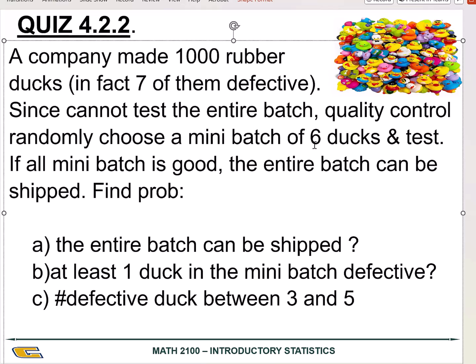So they cannot do it for all 1,000, so they just do it for 6 randomly chosen ducks, okay. So if the whole mini batch is good, the entire batch can be shipped, okay. So find the probability that the entire batch can be shipped in part A, then part B, at least 1 duck in the mini batch is defective, and part C, number of defective ducks between 3 and 5, okay. So let's look at this problem part by part, okay.